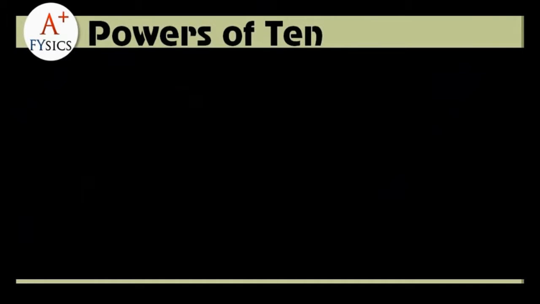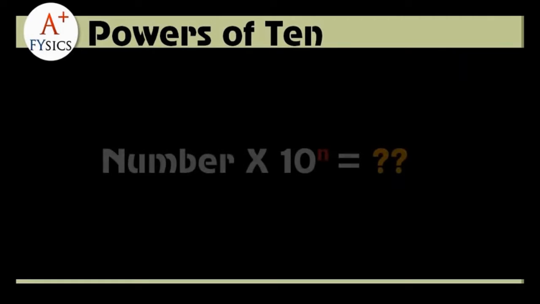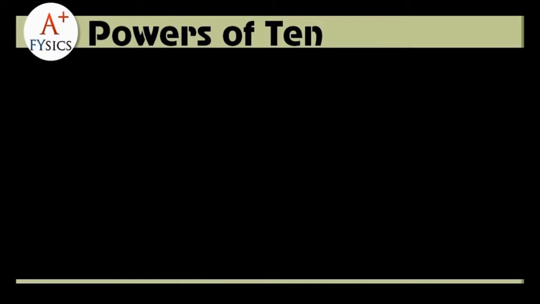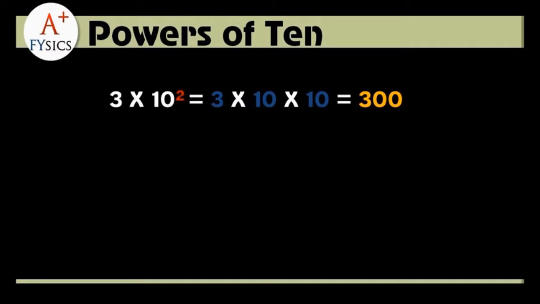What about multiplying normal numbers like 1, 2, 3, etc. by 10 to the power of n? 3 multiplied by 10 to the power 2 is equal to 3 multiplied by 10 multiplied by 10, which is 300. Notice that I put 3 and made the number of zeros match the power.